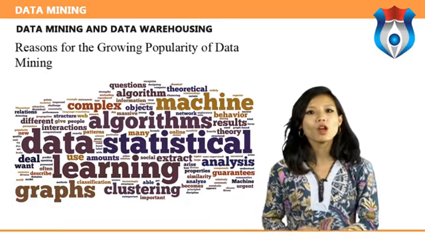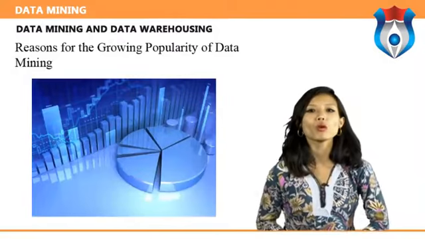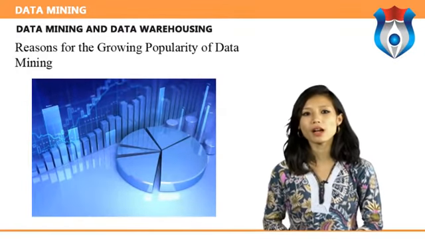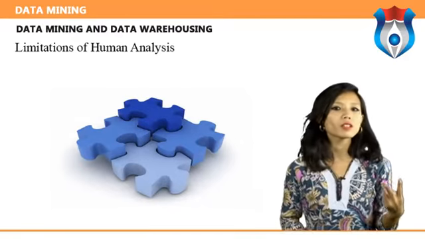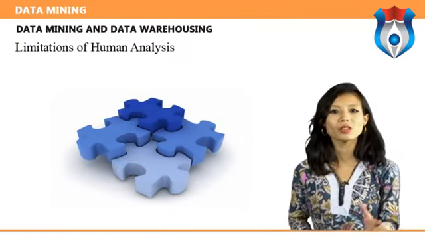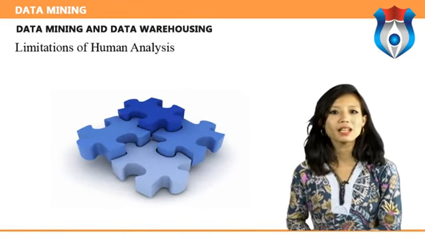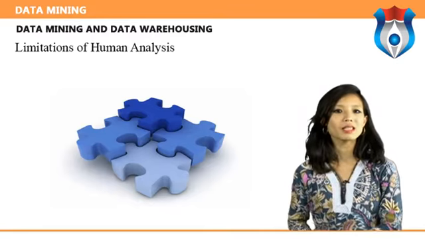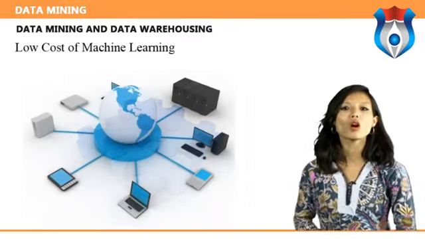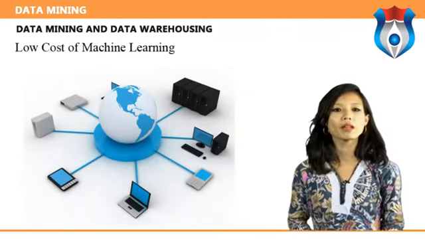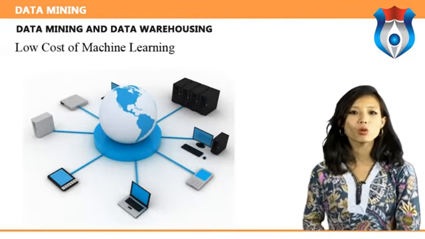Reasons for the growing popularity of data mining are defined as limitations of human analysis. Two other problems that surface when human analysts process data are inadequacy of the human brain when searching for complex multi-factor dependencies in data and the lack of objectiveness in such an analysis. Low cost of machine learning. One additional benefit of using an automated data mining system is that this process has a much lower cost.